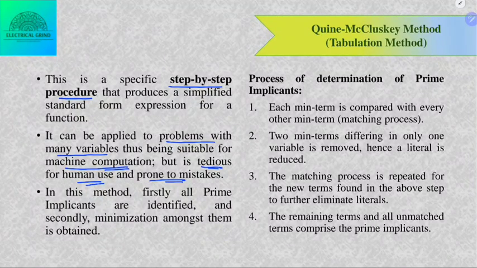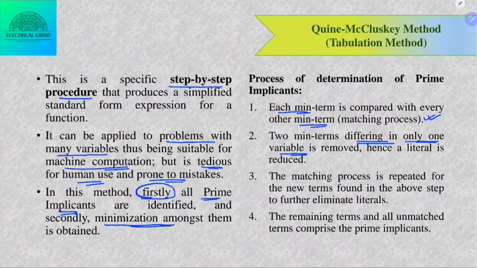In this method we will firstly identify all the prime implicants, and then we will minimize them in the subsequent sections. So let us understand how the process of prime implicant determination is done. For this we will first compare each minterm with the other available minterms. This is known as the matching process, and during the matching process we will rewrite all the matched minterms in the subsequent sections, but only those which differ in only one variable.